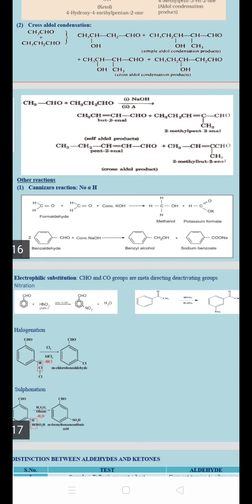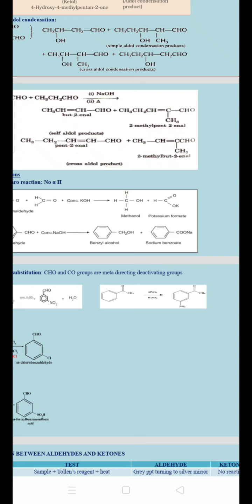You got the double bond containing product as 2-butenal. I have indicated 2 because in the second position I have got the double bond. This is butenal, and I have got the second self aldol product as 2-methyl with 5 carbon atoms. So it is 2-methylpent. In the second position the double bond is there. So 2-methylpentenal. Why have I written al in all these products? Because we have the functional group aldehyde.